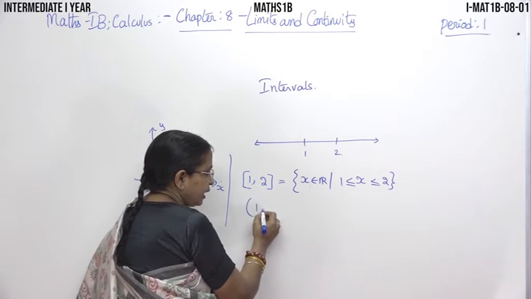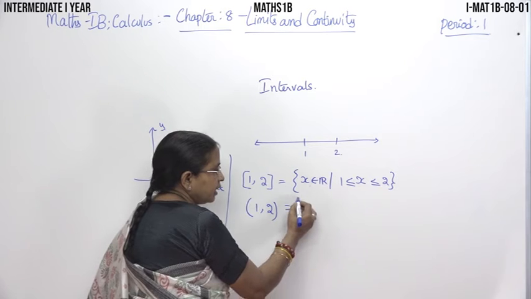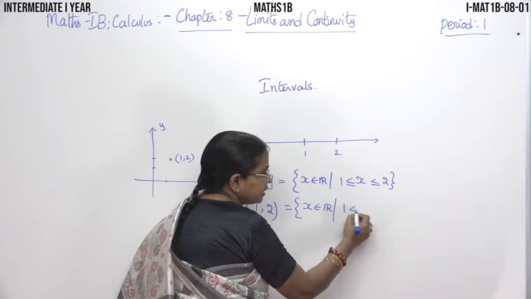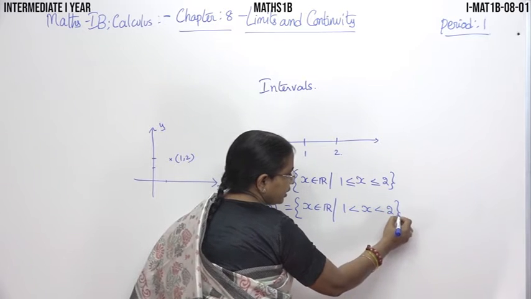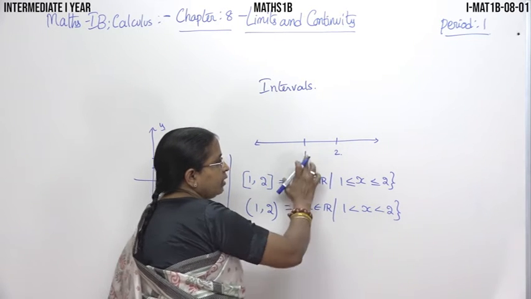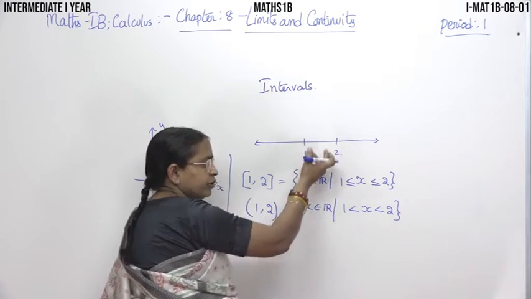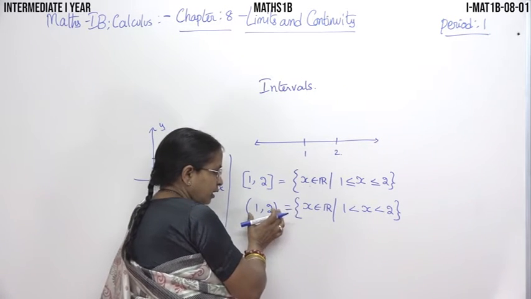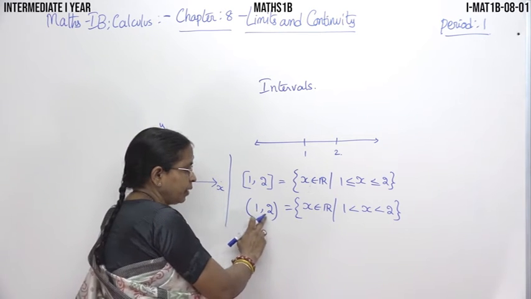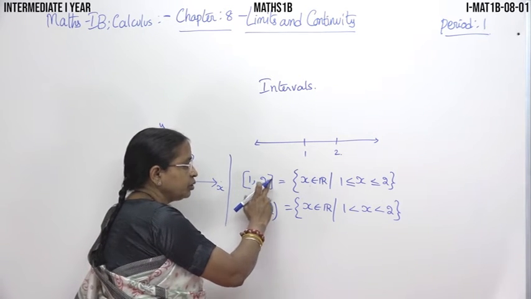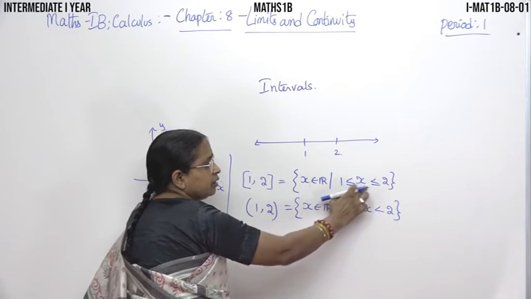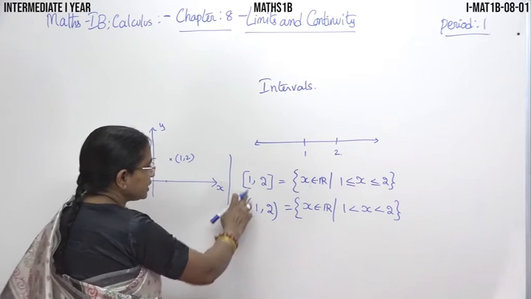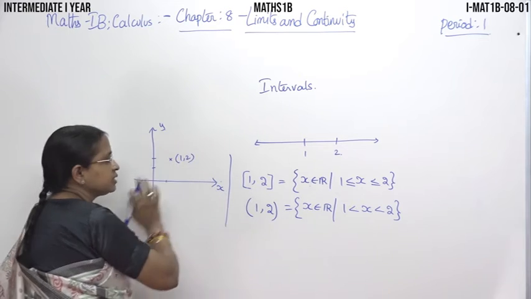Now suppose I write open brackets like this. Then it is the set of all x such that x is a real number and 1 is less than x is less than 2. That means 1 and 2 are not there, but all numbers after 1, we don't know what the number is, all real numbers lying between 1 and 2 are in this set. Now this is an open interval. If you include 1 and 2, then you must write closed brackets. So this is an interval. Here it is a point.